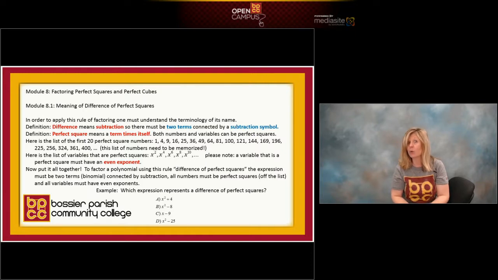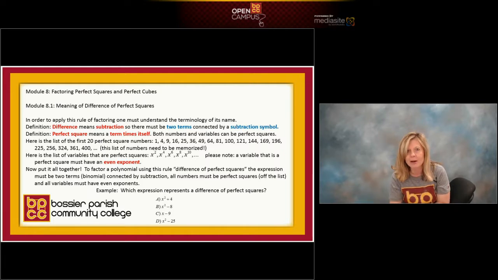Remember what we learned: when we multiply letters, variables, we add the exponents. So x cubed times x cubed, the 3 and the 3 would add to 6. What's x to the 4th times x to the 4th? That's x to the 8th. That's also a perfect square. So if you look at my list, x squared, x to the 4th, x to the 6th, x to the 8th, x to the 10th, etc., are perfect square variables.